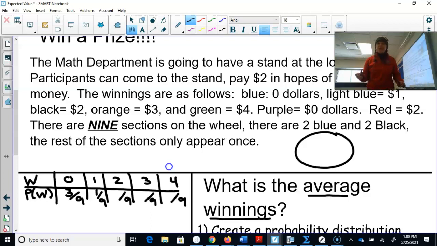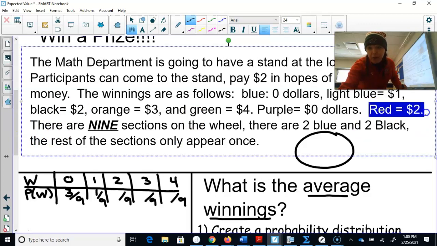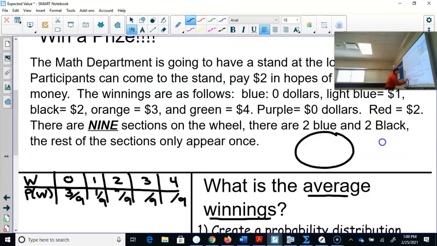$2. Let's look again. We know there are 9 spaces. We can win $2 on a black space, and we know that there are 2 black. Or we can win $2 on a red space. So that's 3 total places that we can win $2. And then it says the rest of the sections only appear once, so we know that it's 1 and 1 here, right? Okay. If we look at orange, there's only 1 orange, 1 out of 9 to win $3. And there's 1 green, that's to win $4, 1 out of 9. So now we have our probability distribution.